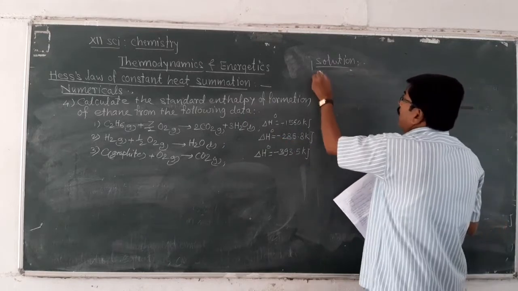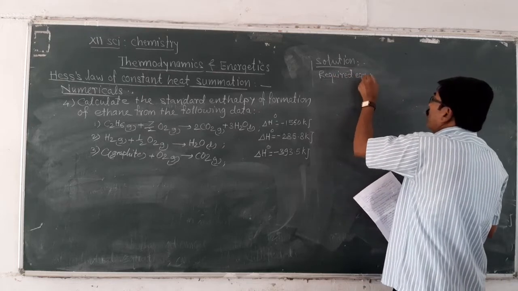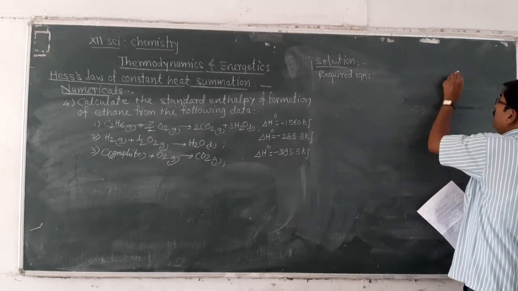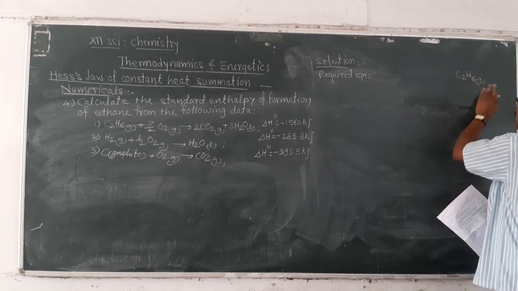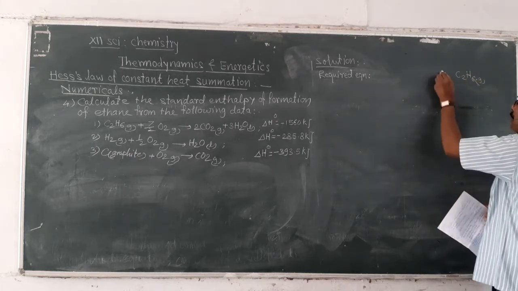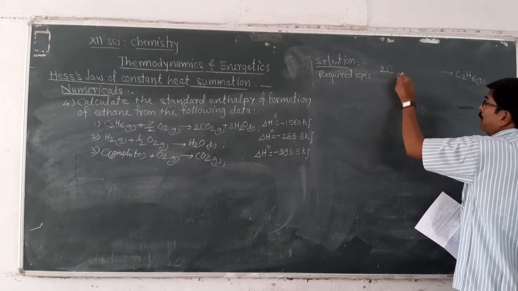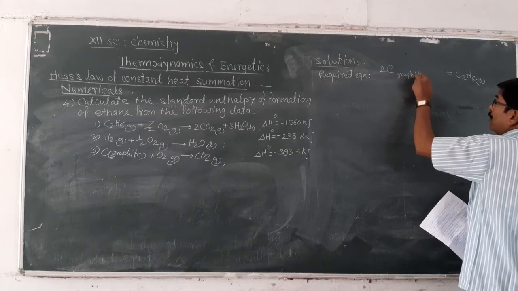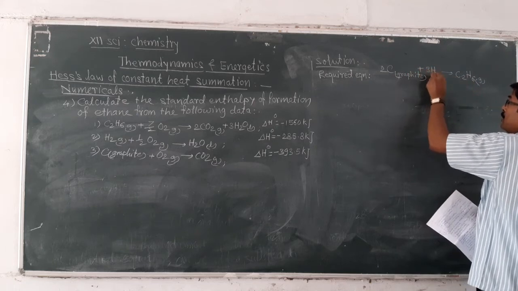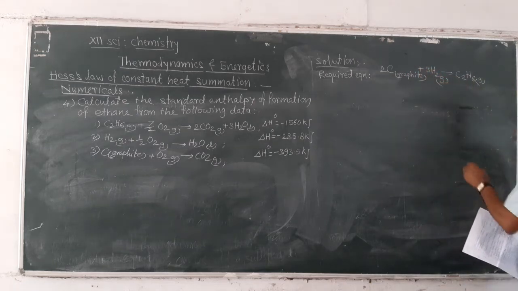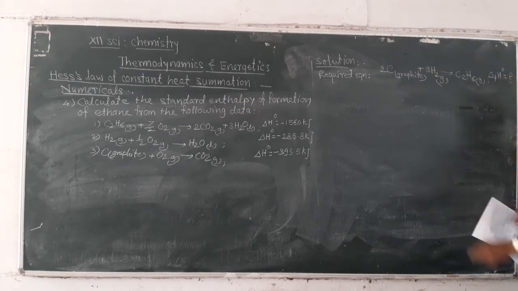Now the required equation is the formation equation. Ethane means C2H6 gas. 1 mole of ethane is written on the product side, and the constituent elements are carbon and hydrogen. Here 2 carbon graphite plus 6 hydrogen, which means 3 H2 molecules. This is the simple formation equation of ethane, and we have to calculate the standard enthalpy of formation for this reaction.